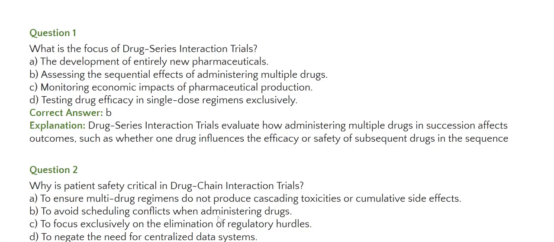B, to avoid scheduling effects when administering drugs. C, to focus exclusively on the elimination of regulatory hurdles. Or D, to negate the need for centralized data systems. So definitely here the answer would be A, to ensure multi-drug regimens do not produce cascading toxicities or cumulative side effects, as patient safety ensures adverse effects from drug interactions within a chain, such as overlapping side effects, are monitored and mitigated effectively to protect participants.